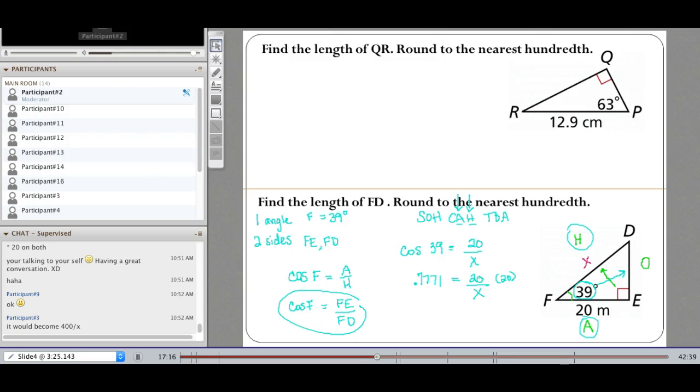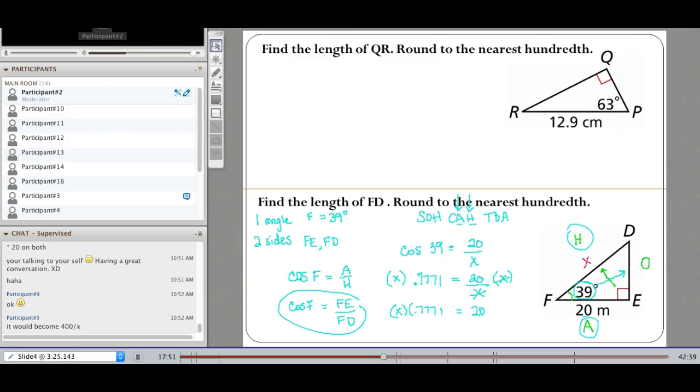Right, Ben. It's going to become 400 over x, and I still have that fraction. That's what I'm trying to get rid of. So what you want to do is multiply by the x. So Ben had it right. We'll always multiply by whatever's in the denominator, whether it's x or a number. Sometimes you'll have a number down here, and sometimes you'll have a variable. Either way, you multiply by whatever's in your denominator on both sides, and that gets rid of your fraction. So we cross out the x's, and we just have 20.